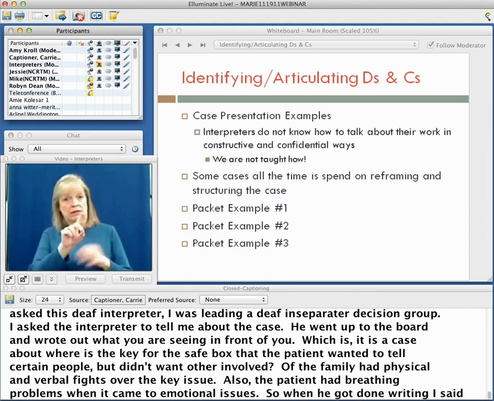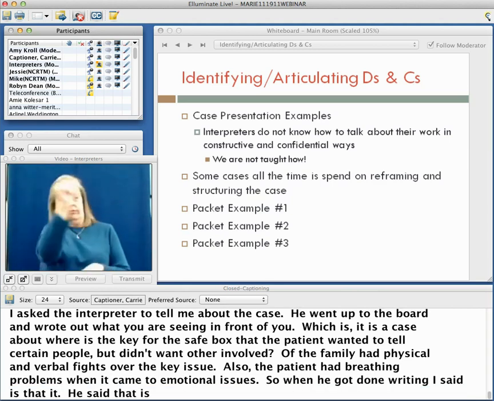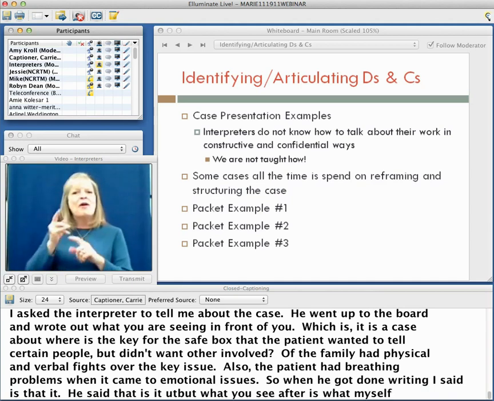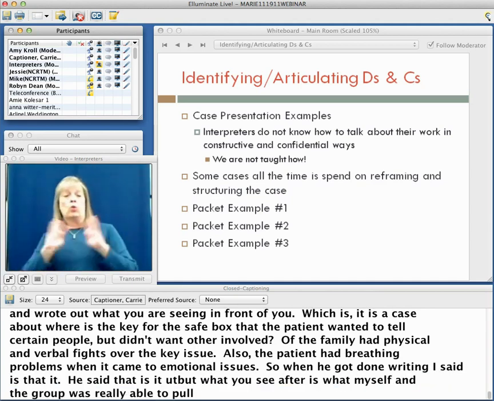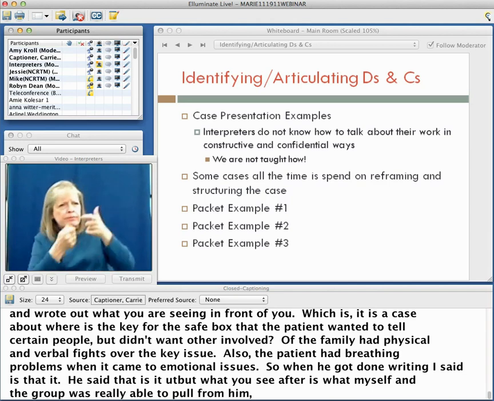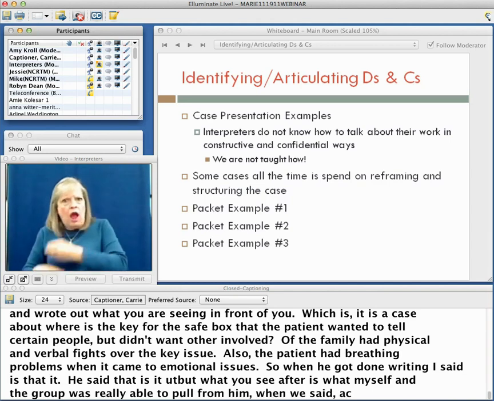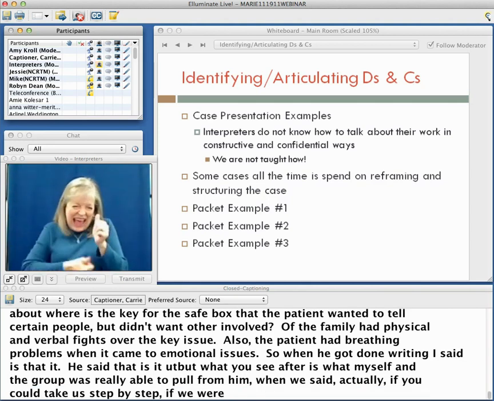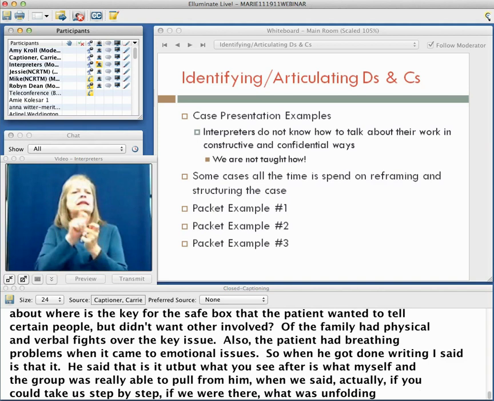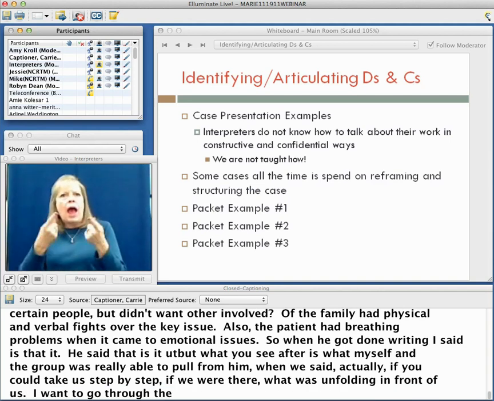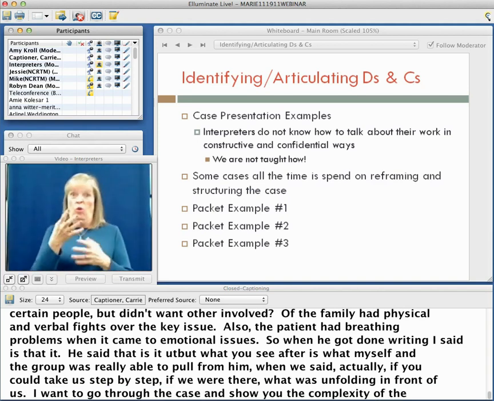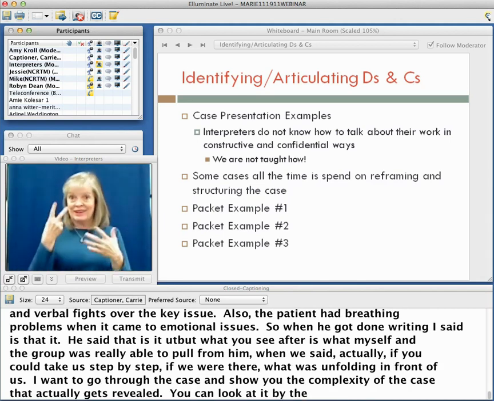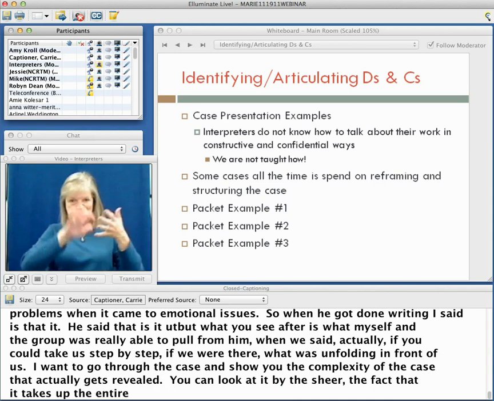But what you see after is what myself and the group was really able to pull from him when we said, actually, if you could just take us step by step, if we had been there, what would we have seen unfolding in front of us? And I want to go through this case and show you the complexity of the case that actually gets revealed. You can just look at it by the sheer fact that it takes up the entire second page, and then on to the third page.